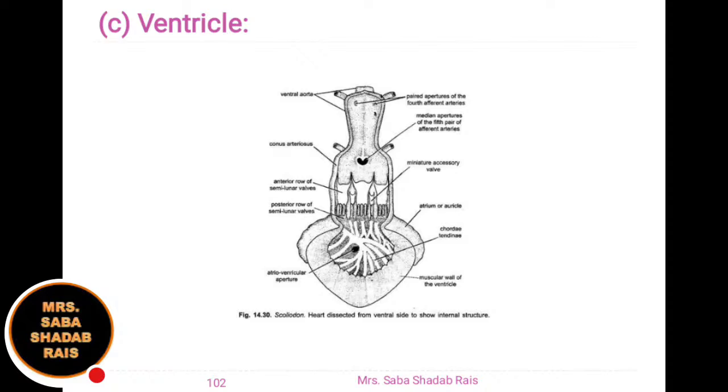The inner surface of the ventricle is thrown into many muscular strands, called the trabeculae, and they give a spongy texture to the ventricle.